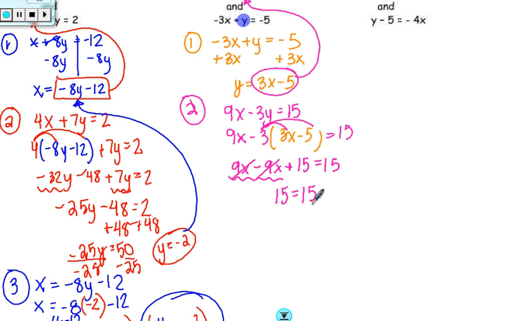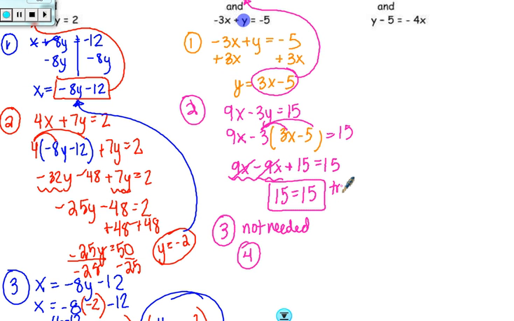Now, step 3 would be to take the answer and plug it in, except we don't have any letters left here. So, looking at this, you are done. Step 3 is not needed. Step 4, then, is to state the solution. 15 equals 15 is a true statement. 15 will always equal 15. So the answer to this problem is infinite solutions. All of your letters canceled out, and you came up with a true statement. 15 does equal 15.